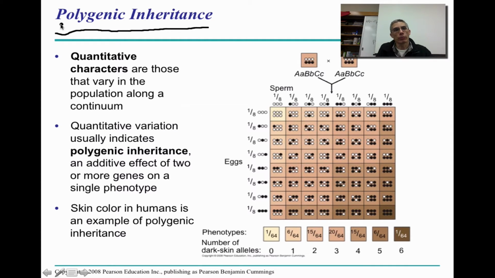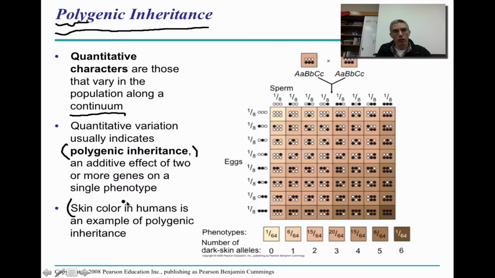Polygenic has a prefix that means many, so we have many genes actually influencing the characteristic that we see. Quantitative characters are those that vary in the population along what we consider a continuum. Now, a continuum is basically a range. So quantitative variation usually indicates some form of polygenic inheritance. In other words, the additive effect of two or more genes on a single phenotype.